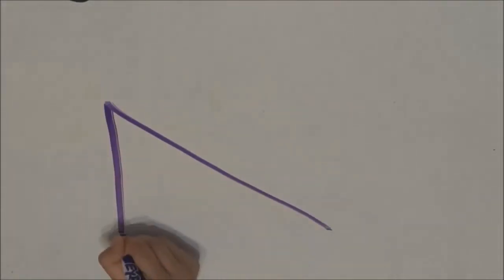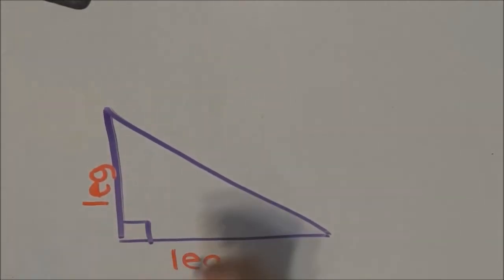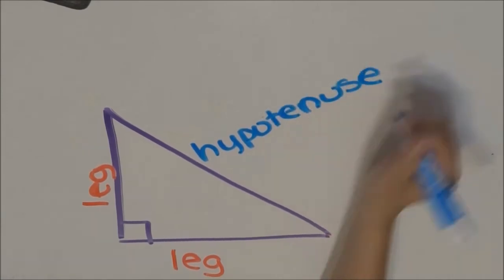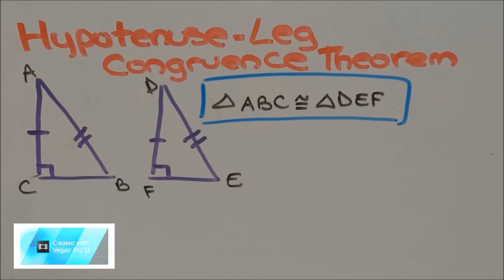In a right triangle, the sides adjacent to the right angle are called the legs. The side opposite the right angle is called the hypotenuse. The hypotenuse-leg congruence theorem states, if the hypotenuse and the leg of a right triangle are congruent to the hypotenuse and the leg of a second right triangle, then the 2 triangles are congruent.